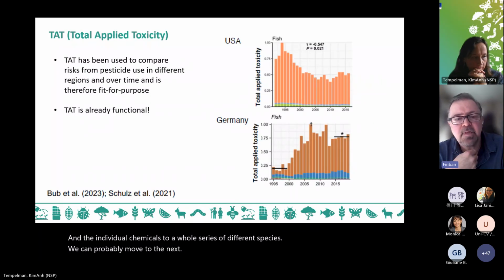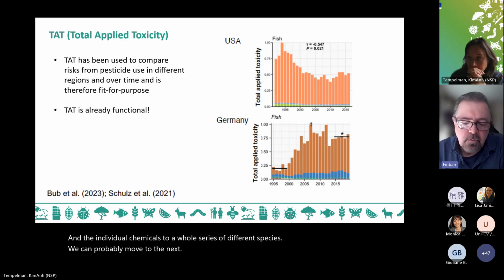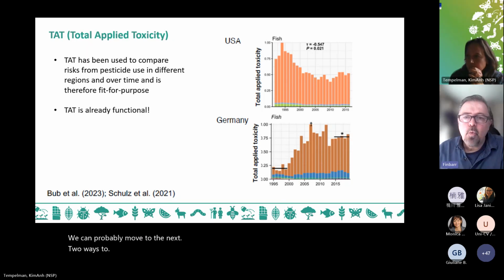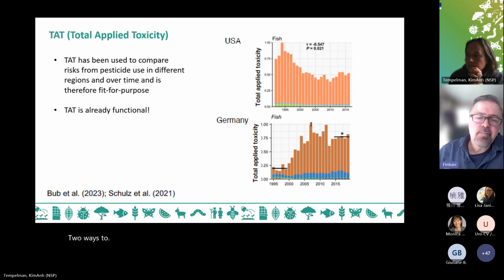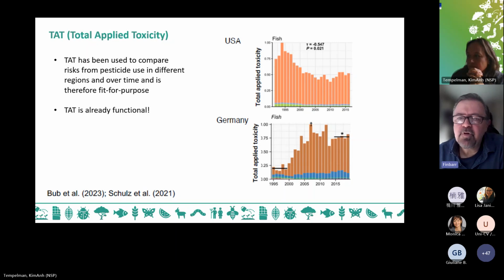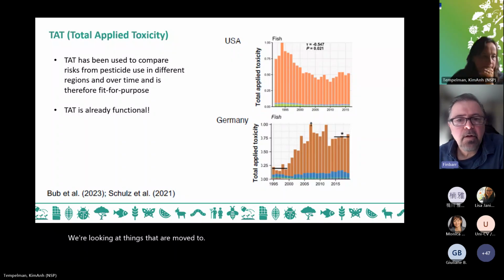I think we can probably move to the next slide, Kim. I should mention as well, perhaps, that there are two ways to calculate TAT. One is to use RTLs, and the other is to use actual toxicities. By using RTLs, dividing the mass by the RTL, that's the recommended threshold level, you actually incorporate a risk, so you're only looking at things that are above the limits. But then RTLs are not available for all chemicals and for all species. But here you can see the application of TAT to compare toxicities to fish in Germany and the United States.